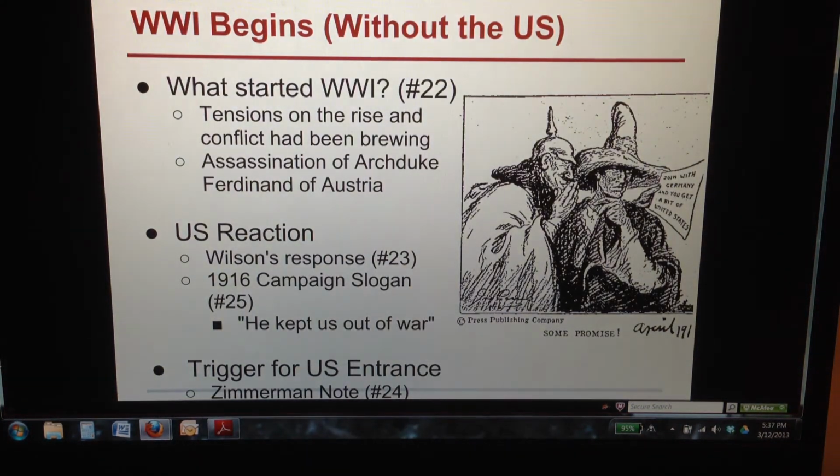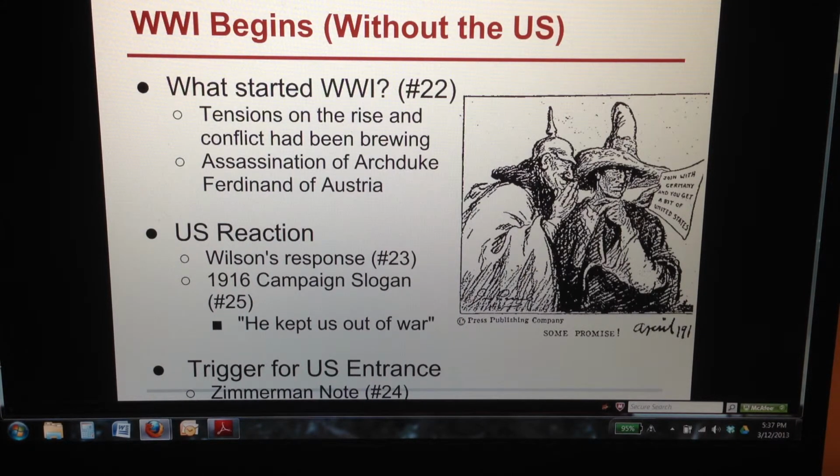So going back, the U.S. does eventually get involved, as you should know. So the U.S. does jump in eventually. Why? It's sort of shown in that cartoon there, but we'll talk about it for number 24. So it's called the Zimmerman Note.